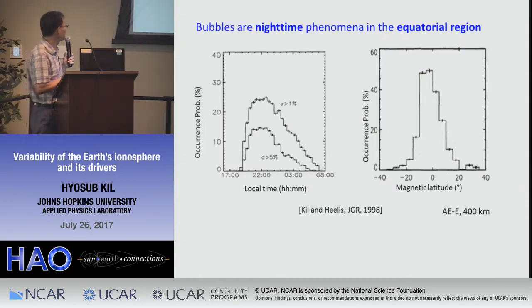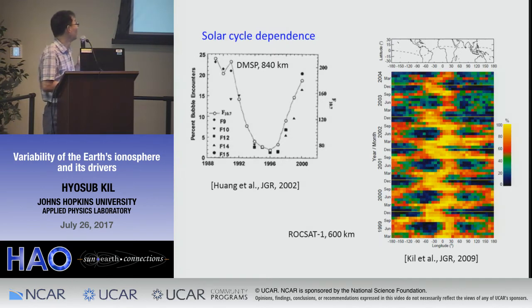This plot is shown to show that the bubbles are nighttime phenomena. So bubbles occur around 19 o'clock and develop and then decay later. So it's a nighttime phenomenon and also limited to the low latitude region, mostly plus or minus 20 degrees magnetic latitude. And the occurrence of bubbles depends on the solar cycle.